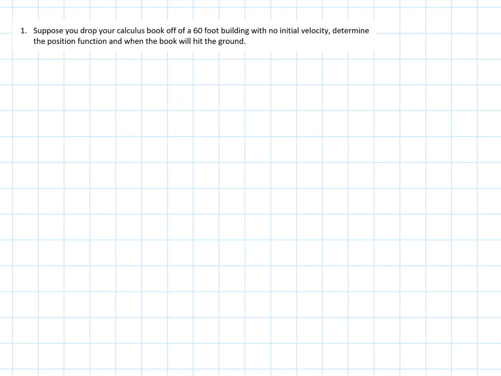Suppose your calculus book is dropped off a 60-foot building. Now, when you say the word drop, that means that it is released from your hand with no velocity. So there is no initial velocity. When you drop an object, the verbiage there means that there is no initial velocity. That is also stated here, but sometimes it's not, and so I want to mention that.